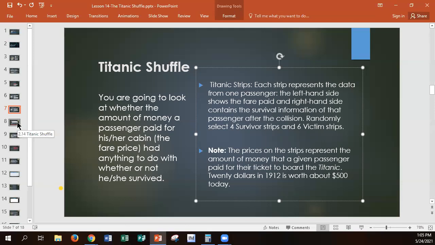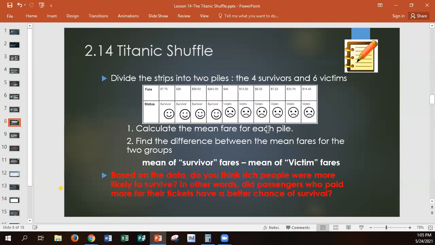There's also one called the Wreck of the Titan. The Wreck of the Titan. There you go.